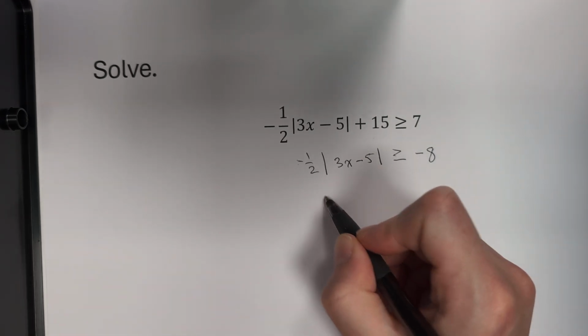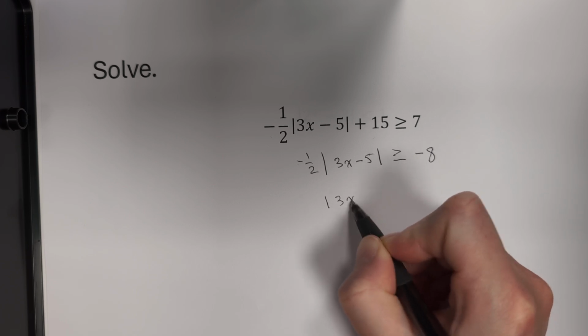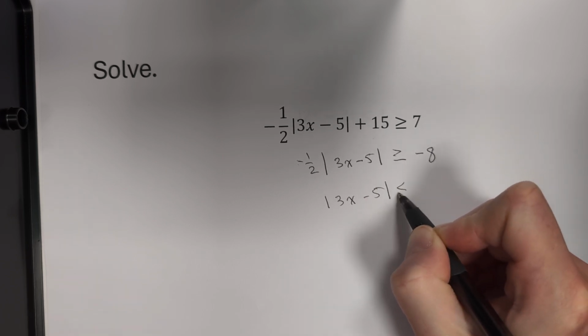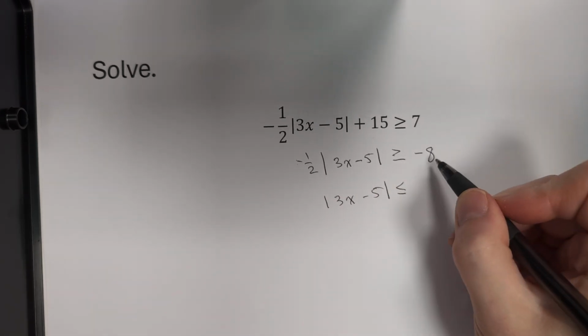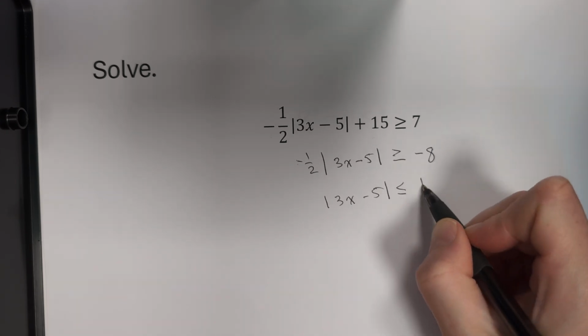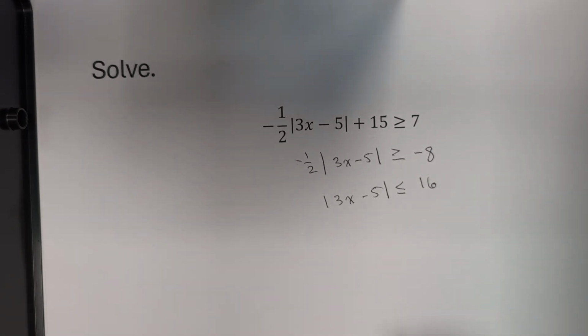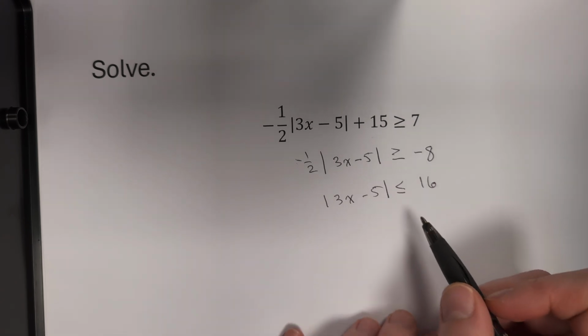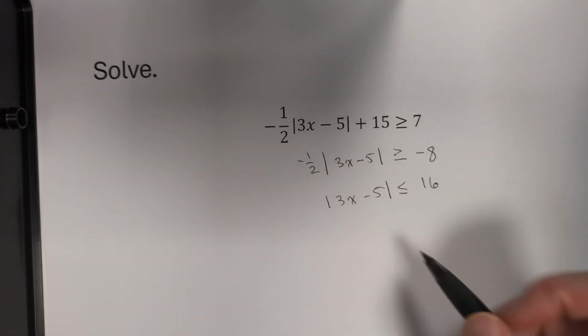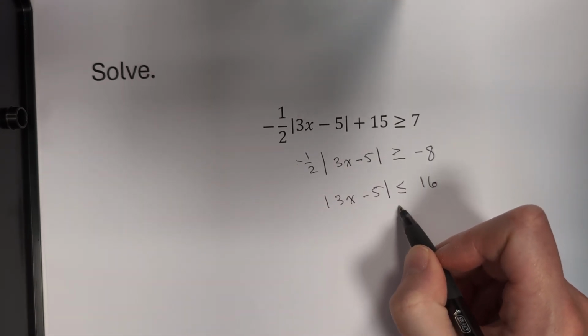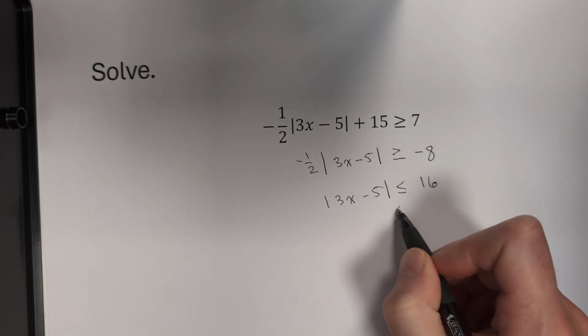And then when I divide by negative half, I am going to want to flip the sign, right? And negative 8 divided by negative half is positive 16. It's not negative 4, positive 4, anything like that. You can kind of consider this as an equal sign for a moment, and then we'll just have to come back to this. I think it is easier to do that.